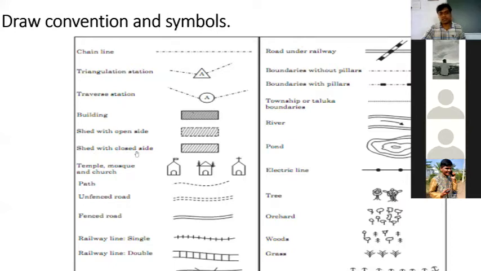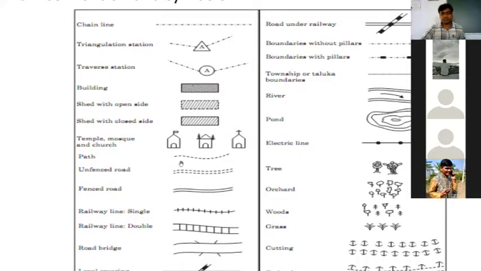Next, coming to shed with closed side. Shed with closed side means the roof will be closed. So that one, we make the symbol like this, rectangular and inclined dotted lines. Next, coming to temple, mosque and church. Here we denote like this. This will be temple, this will be mosque, and this will be church. And if there is a pathway, means a walkway, there we show it like this, a dotted line.